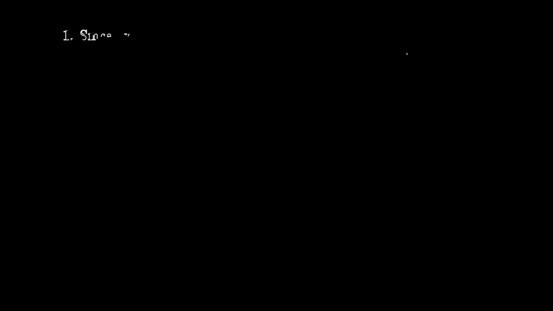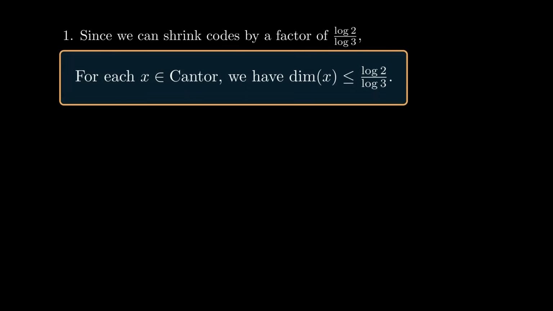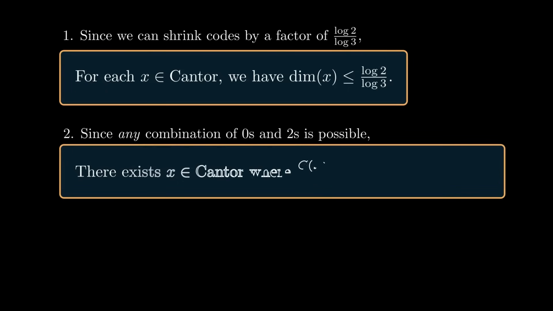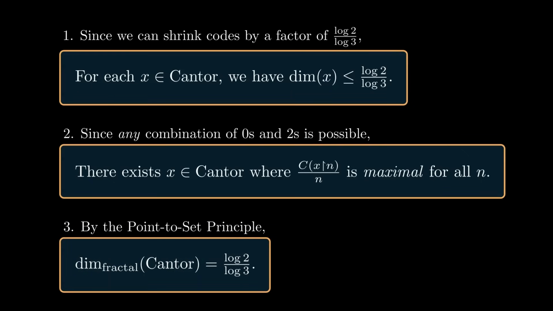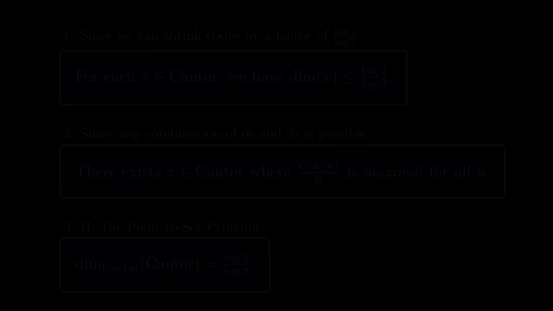This is enough to tell us that no element of the Cantor set can have an effective dimension larger than this compression factor. But since any combination of 0s and 2s is possible for a point in the Cantor set, there's got to be some points in this set that have maximal incompressibility, meaning they're going to have an effective dimension equal to our compression factor. And so, by the point to set principle, now we know the fractal dimension of the Cantor set is actually equal to our factor of log 2 over log 3, settling this example.